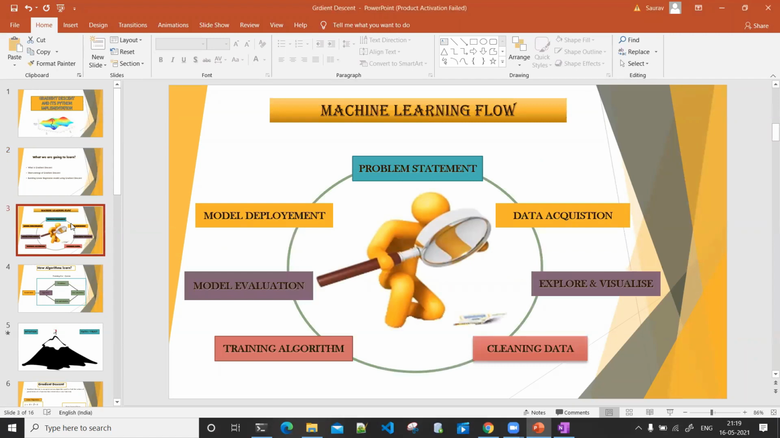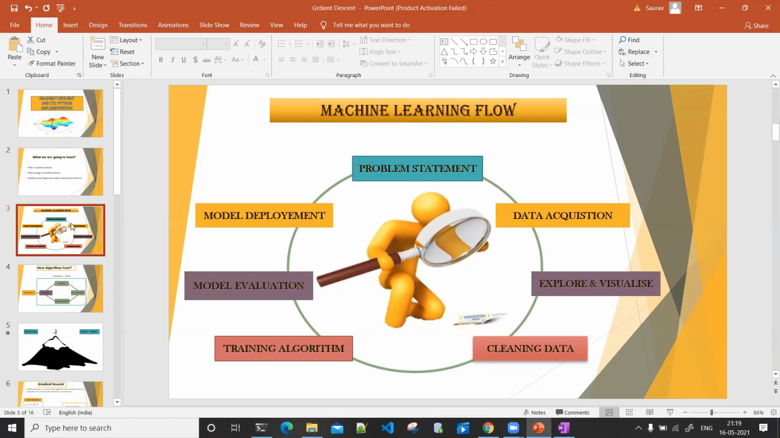The first thing is how the machine learning flow works. First, we need to know the problem statement, that is, what our problem statement is. For example, if I talk about your college project, the problem statement is we need to have some kind of data on credit card scores, and we need to generate an algorithm that can predict the scorecard, or that can predict whether a person will default on the loan or not.